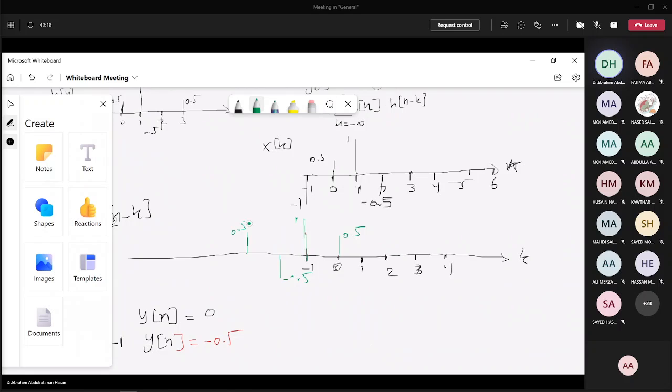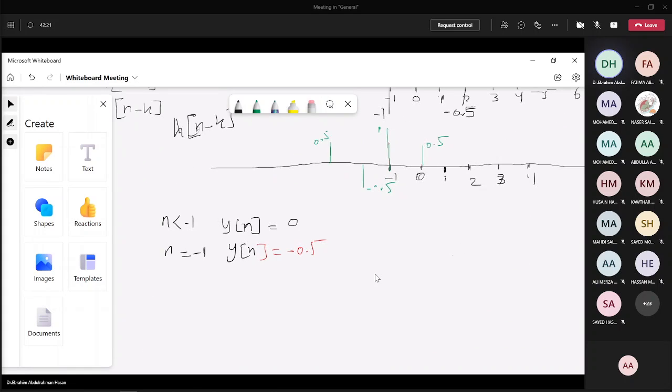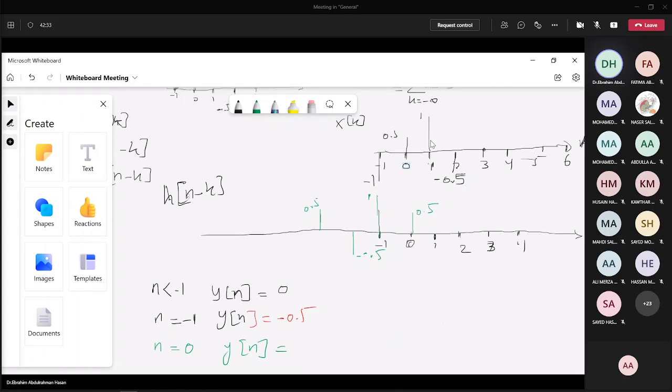Okay, now n equal to 0. I moved it one point. So n equal to 0. Then y of n equal to... Notice with me now, all of them are multiplied by 0 except this with this and this with this one. So here I have 1 multiplied by minus 1, so it's minus 1. And here we have 0.5 multiplied by 0.5, which is 0.25. So then it is equal to minus 0.75.